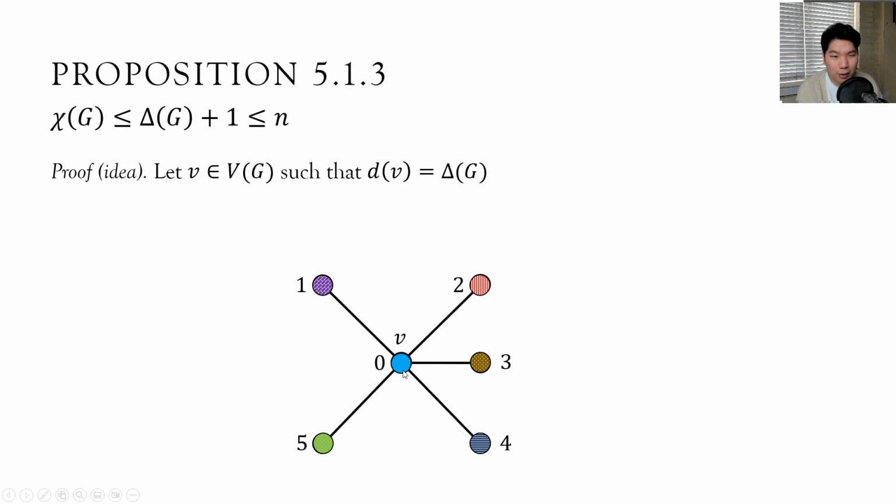Since my choice of V is arbitrary, this applies for any of my vertices, and this also applies for vertices of lesser degree, so I can use the same idea for each individual vertex. Hence, every proper coloring of my graph G, whatever it may be, must use at most delta of G plus 1 colors. Again, this is because my choice of V is arbitrary. So we have this proposition done.